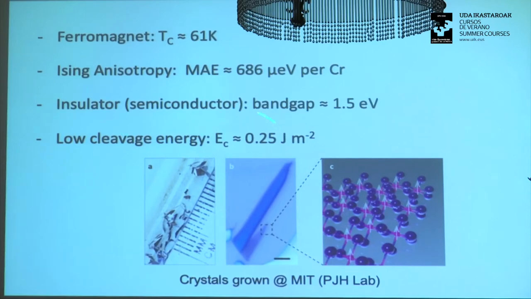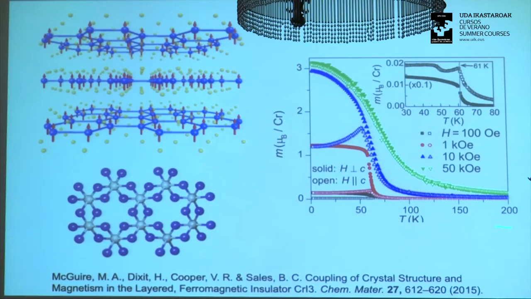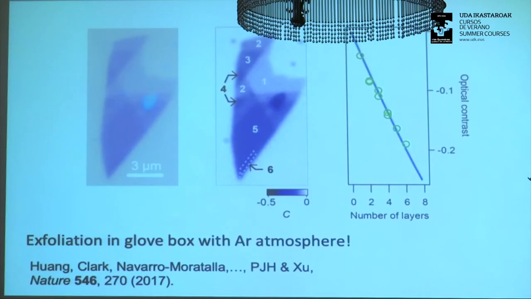It's an insulator with a band gap of about 1.5 eV. And it has low cleavage energy, which means you can exfoliate it. This is a crystal that we grew. You can exfoliate it. This is a thin one. If you take a crystal and measure the magnetization, you see standard behavior for a magnet. Now, we can exfoliate it in our glove box. It turns out to be also extremely sensitive to atmospheric conditions, so we have to work in a glove box.